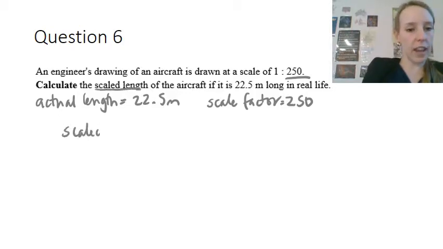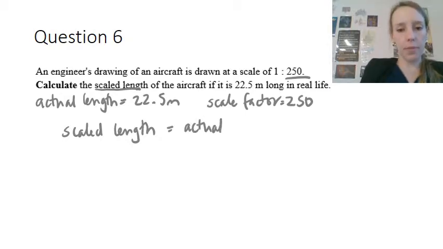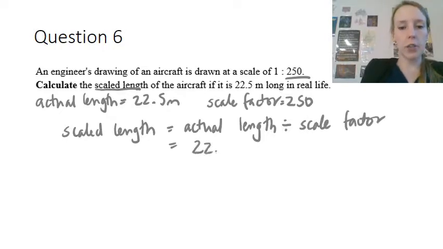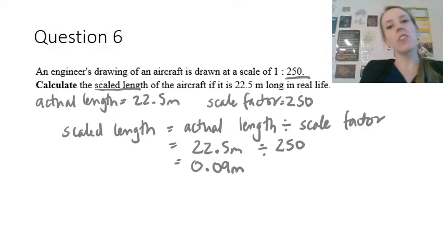So our scaled length, as we know, if we're going from actual length to scaled length, we do division. So our scaled length is our actual length divided by our scale factor. So our actual length was 22.5 meters divided by our scale factor, which was 250. So if we type that into our calculator, we'll get 0.09 meters.